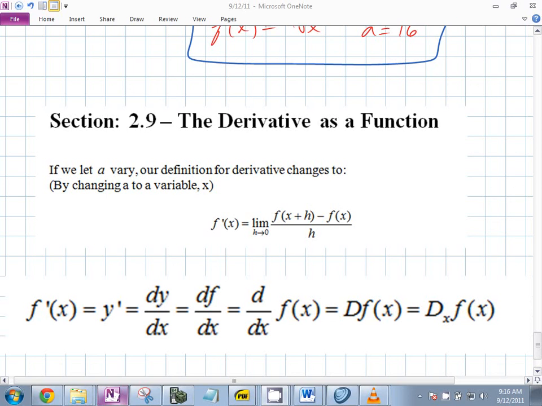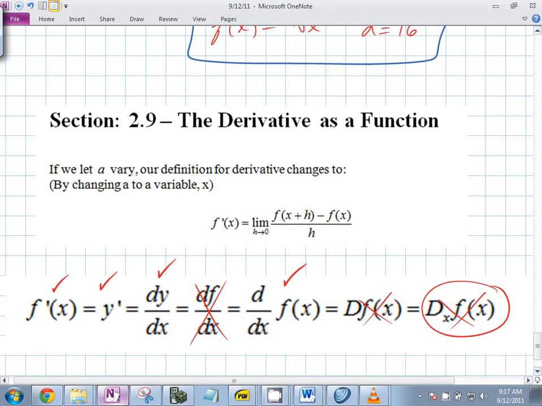The ones you will see by far the most frequently, you will see this, you will see this, you will see this, and you will kind of see this. You generally won't see this or this. This will come up in multivariable because you'll be able to take lots of different derivatives at a given point. But in general, by far the most common will be these three right there. They are the same thing.